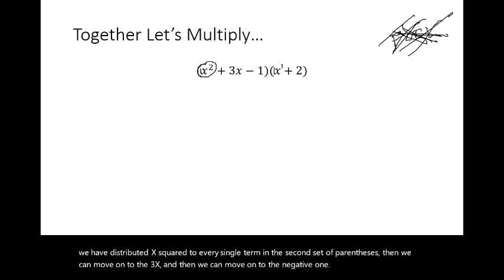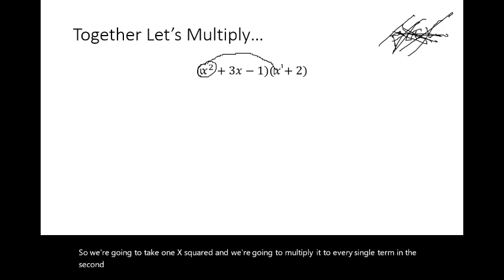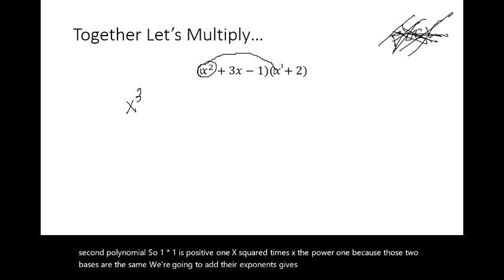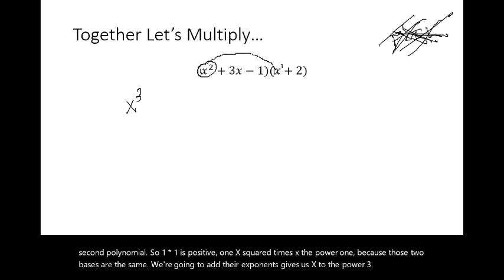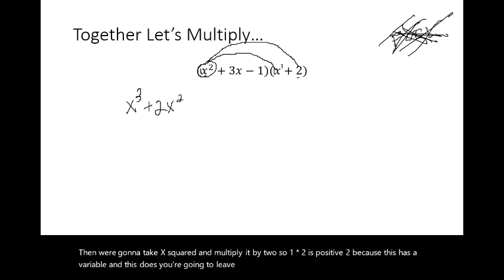So we're going to take 1x squared and we're going to multiply it to every single term in the second polynomial. So 1 times 1 is positive 1. X squared times x to the power 1, because those two bases are the same, we're going to add their exponents, gives us x to the power 3. Then we're going to take x squared and multiply it by 2. So 1 times 2 is positive 2. Because this has a variable and this does not, you're going to leave the x squared alone.